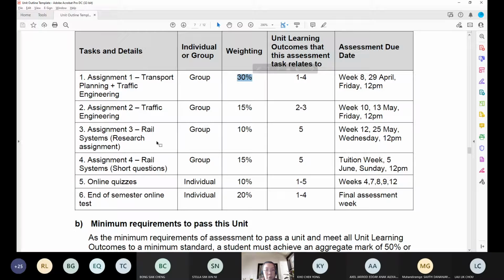And assignments 3 and 4 are related to the rail system. Assignment 3 is a research assignment, worth 10%, due in week 12, on Wednesday. The rest are all Fridays. Okay, the first 2 are Fridays, and this one is Wednesday. And assignment 4 is on the rail system, but short questions, worth 15%. Submission is in tuition week.